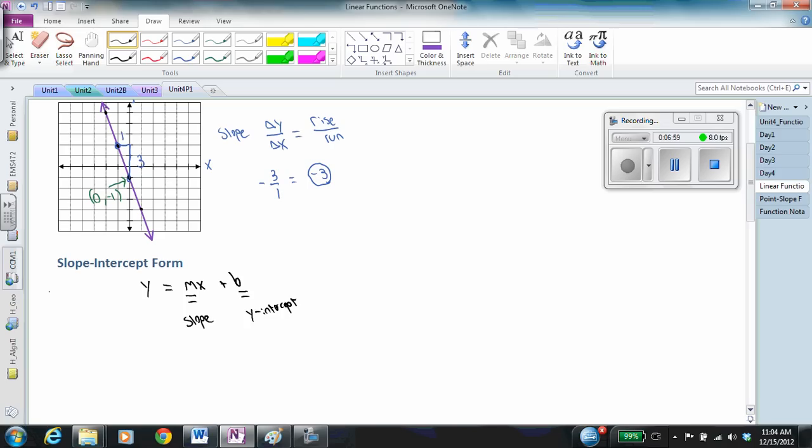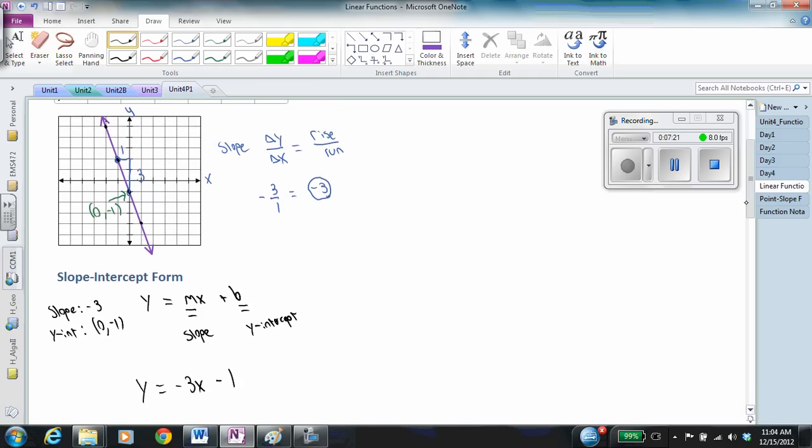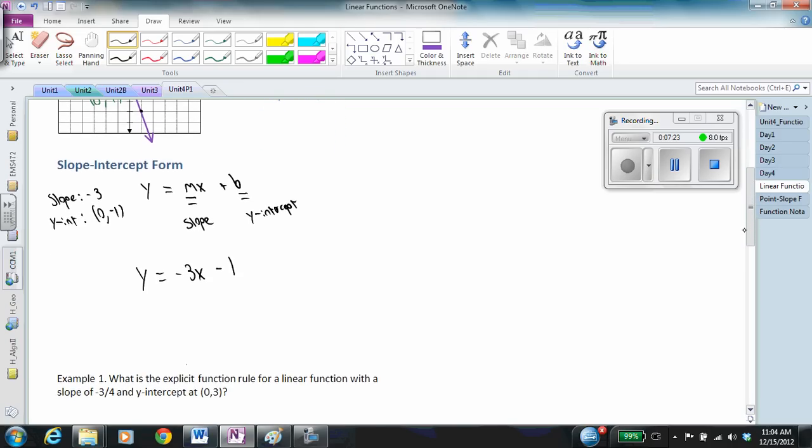So in this case, we have a slope from our graph of -3 and a y-intercept that's at 0, -1. So we'll just write that rule as y equals -3x minus 1. Slope times x, and then minus the y-intercept in this case because the y-intercept is negative.